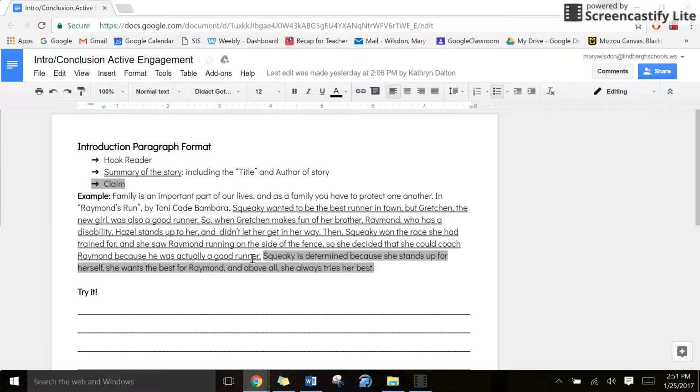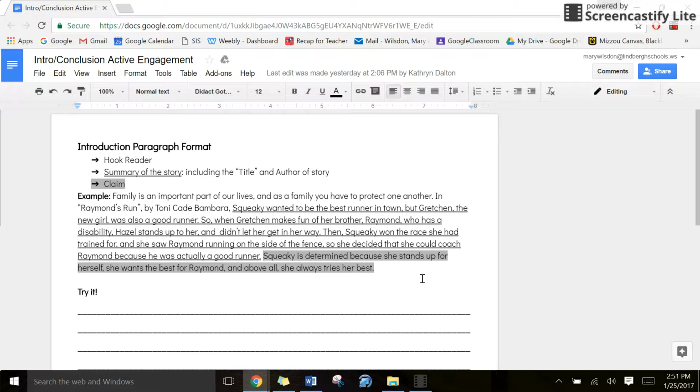See how long this summary is? That's what I'm expecting from your summaries. Yes, we have done summary before, and we'll work on it again tomorrow, but it has all the parts. It's got the who, it's got the but, it's got the so, it's got the then, and it's got everything that we're looking for with a summary. And then finally, this paragraph ends with, Squeaky is determined because she stands up for herself, she wants the best for Raymond, and above all, she always tries her best.